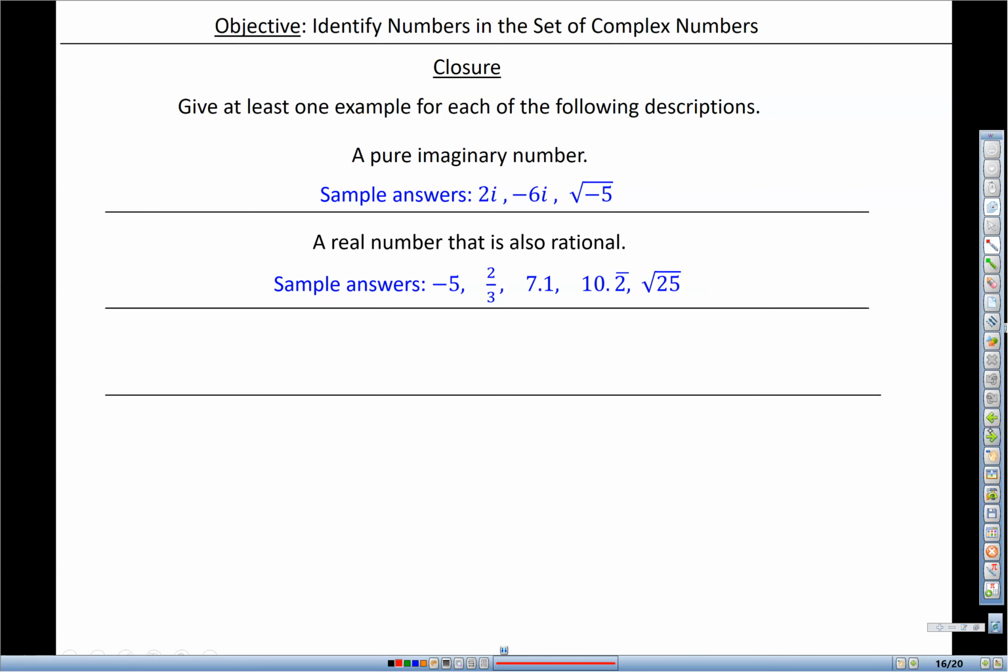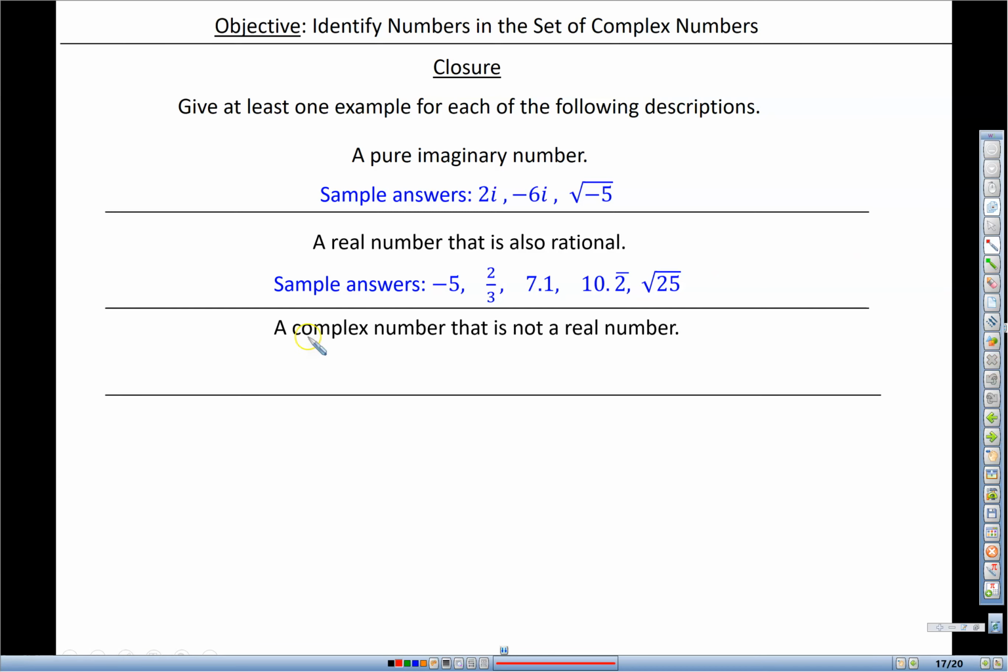All right, here are some sample answers. Integers like negative 5, regular old fractions like 2/3. You might have done a terminating decimal like 7.1, or a repeating decimal like 10.2 repeating, or square roots of perfect squares, because that would equal a whole number, like 5. You may have also even done a mixed number, like 1.5. That is also rational because you can rewrite it in its improper fraction form.